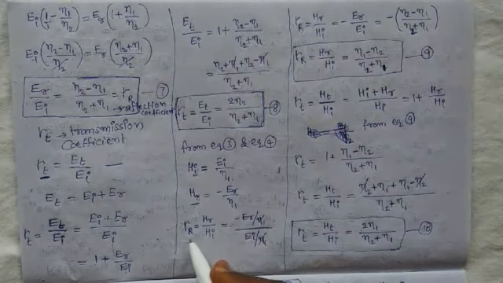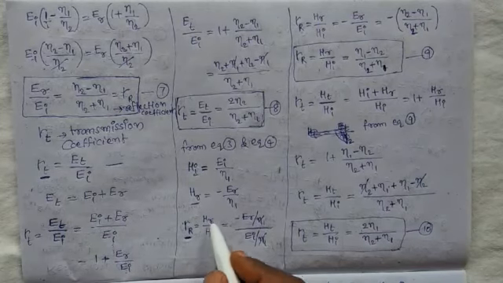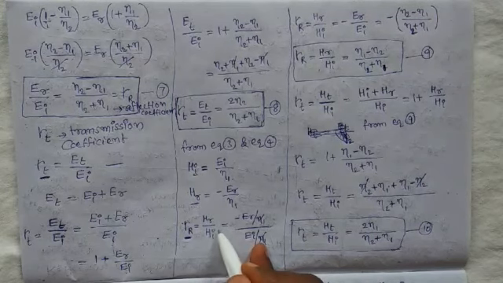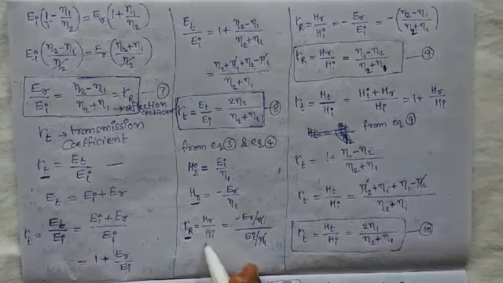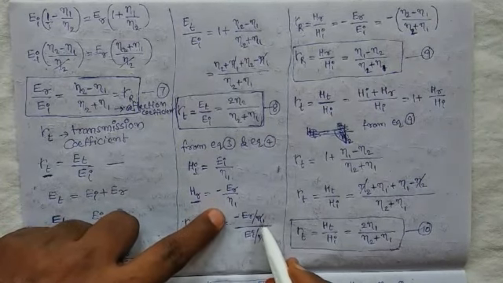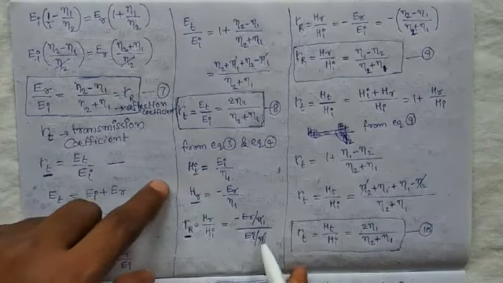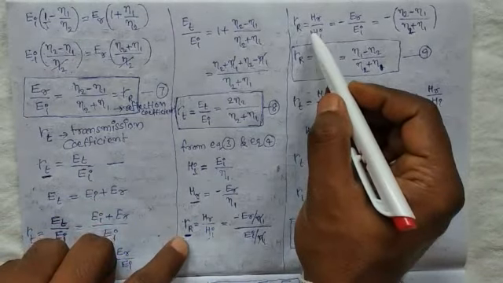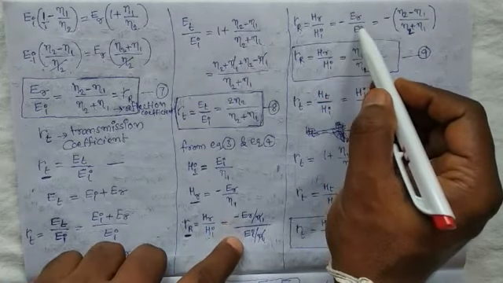First of all, we are determining the reflection coefficient. What is the definition of the reflection coefficient? It is the ratio of the reflected wave to the incident wave. In terms of magnetic field, HR by HI. HR is minus ER by eta 1, and HI is EI by eta 1. Eta 1 gets cancelled. Here gamma R is equal to HR by HI, which is equal to minus ER by EI.